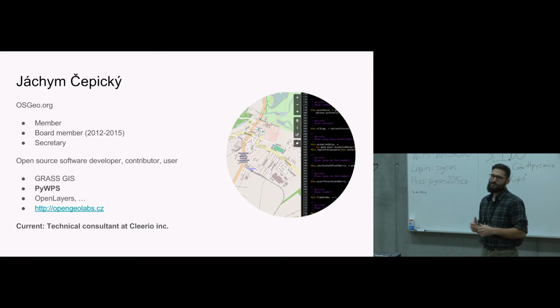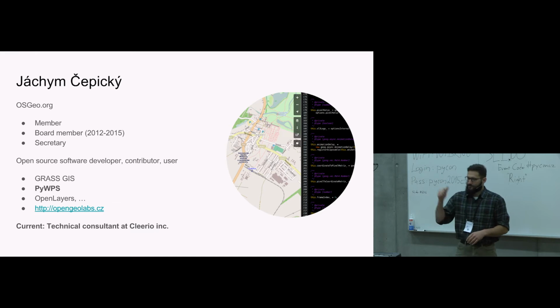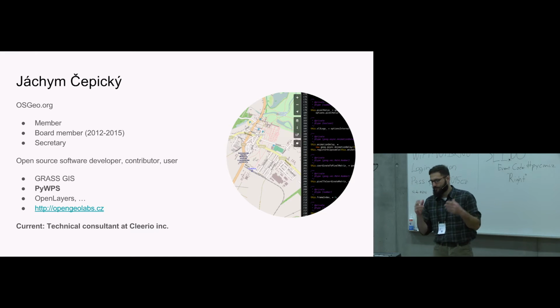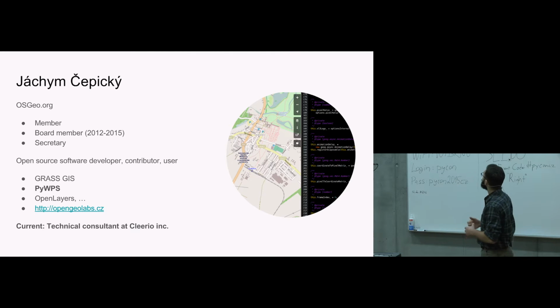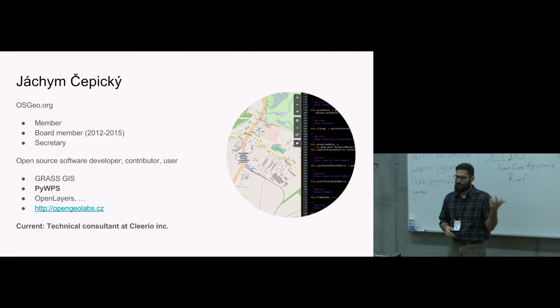I started with GRASS GIS, which is a software tool still being developed, but it started in 1982. I don't know where you have been in 1982. But this is the time where GRASS GIS was born. I started the PyWPS project. GRASS is in C, PyWPS is obviously in Python, OpenLayers, I have some contributions there too. It's just JavaScript and so on.